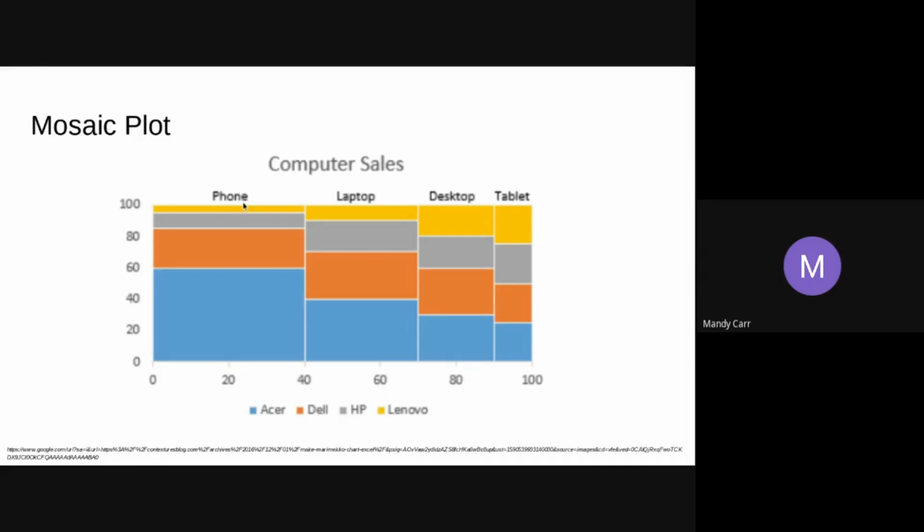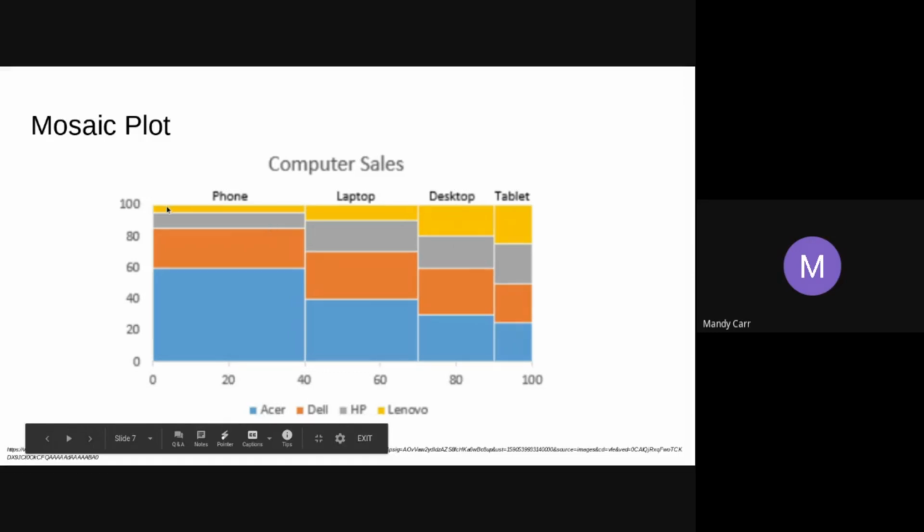We can see going across the different items that they are considering computers are phones, laptops, desktop computers, and tablets. And then across the bottom, you can see this little color-coded key. Acers are the blue color. Dells are the orange color. HPs are the gray. And Lenovos are the yellow. So this part in here is your mosaic plot.